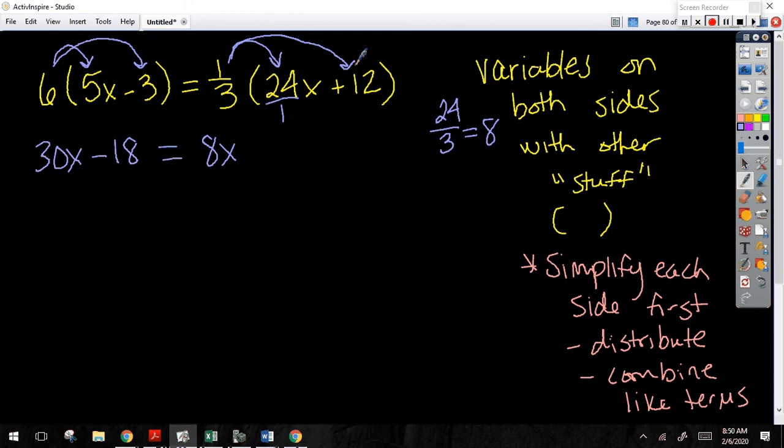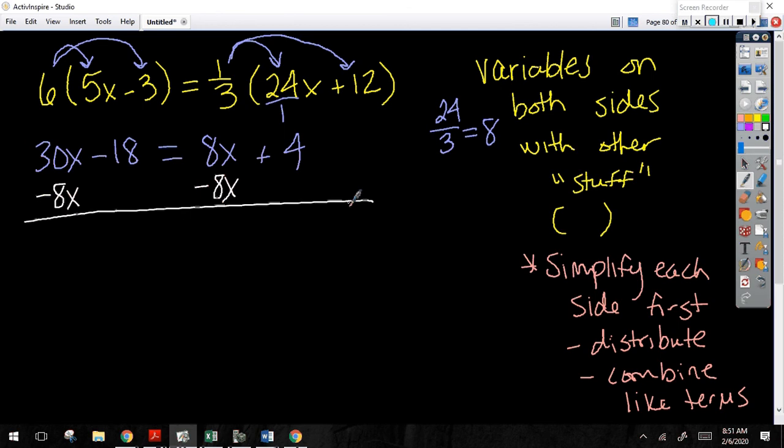All right, 1/3 times 12. 4. Now you have an equation with a variable on both sides, so you're ready to simplify. What should I do? Why are you moving the 8x and not the 30x, CJ? Because it's smaller. Good job. Minus 8x on both sides.